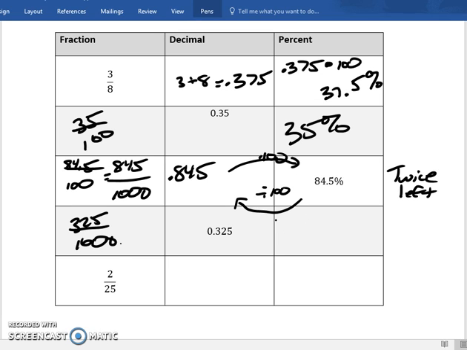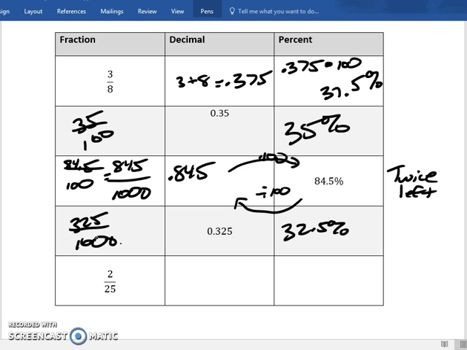Now to write it as a percent, we could do it two different ways. One is we know to go from the decimal to percent, you're going to multiply by 100, which is going to move your decimal twice right. So you could just jump right in and go, twice to the right, 32 and 5/10%. There we go.